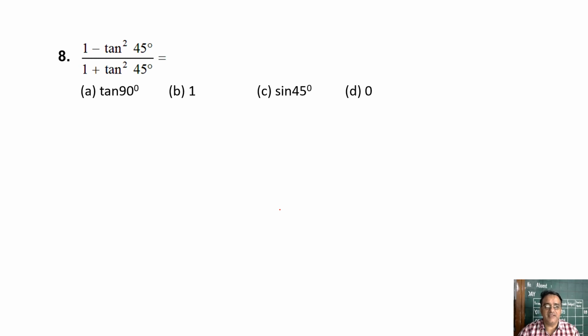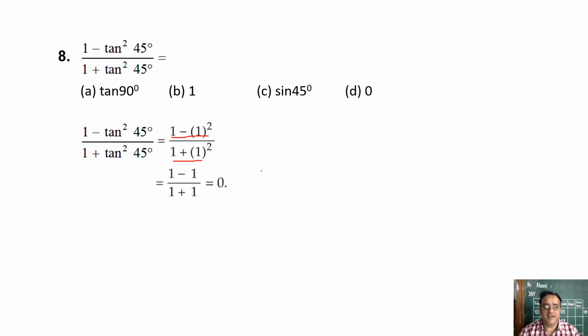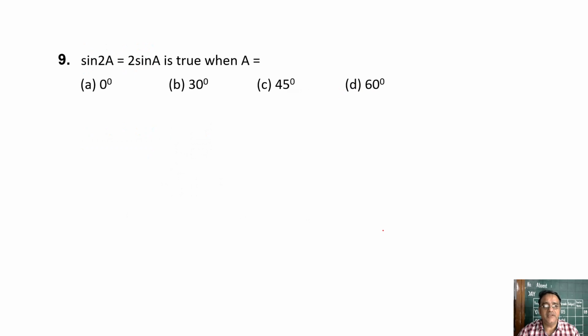So first we will substitute the value of tan 45 degree. What is tan 45 degree? 1, right. So 1 minus 1 square will become 1 minus 1, that is 0, upon 1 plus 1, 2. So what is the final answer? 0. And the correct option is Option D, right. So now we are moving toward question number 9. Sin 2a is equals to 2 sin a is true when a is equals to dash.